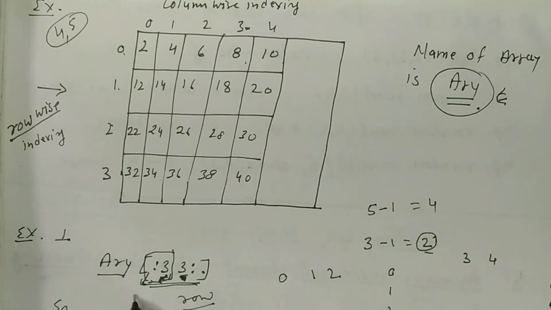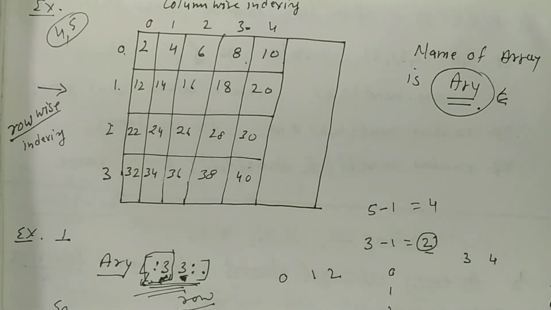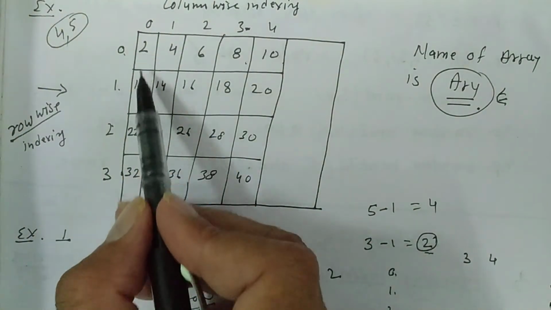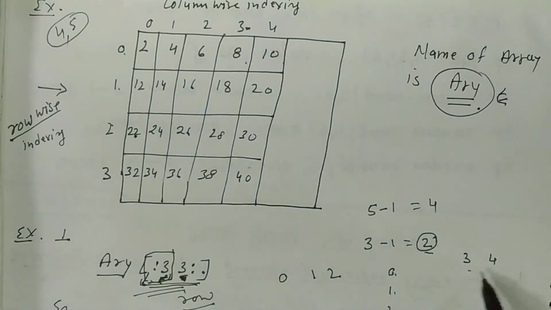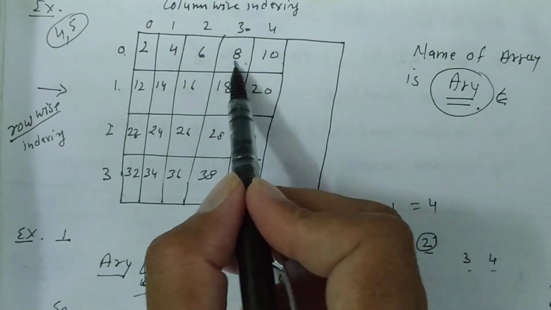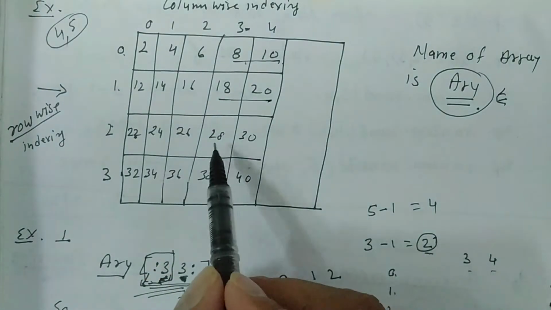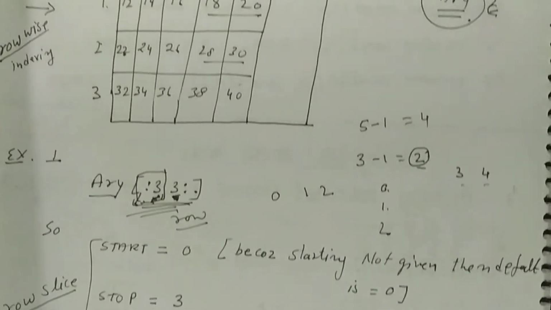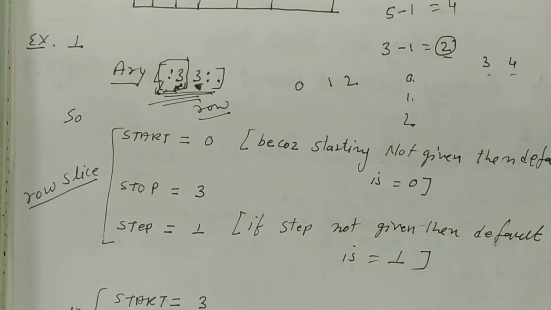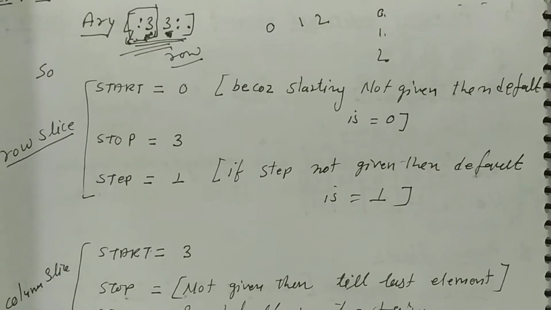So what will be the answer of this one? Let's see: rows 0, 1, 2, and columns third and fourth. The third and fourth columns are 8, 10, 18, 20, or 20, 30. This is the answer of this one. So you can see that start, stop, everything will be given here.